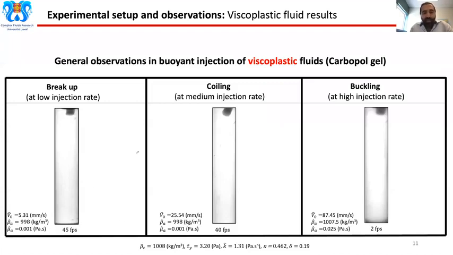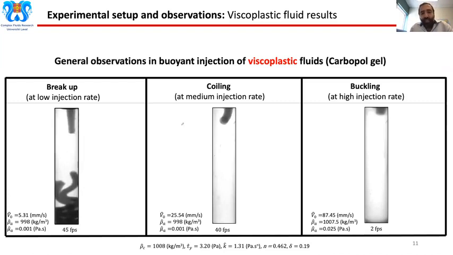So I'm going to run the movies. The movies for the breakup and coiling are slowed down, but for the buckling regime, they are sped up so that we can observe what's happening. So this is the breakup regime, in which you can observe that the viscoplastic fluid comes down into the Newtonian fluid, and due to buoyancy, after some length, it yields and eventually breaks. So this is the overall observation in the case of low injection rate.